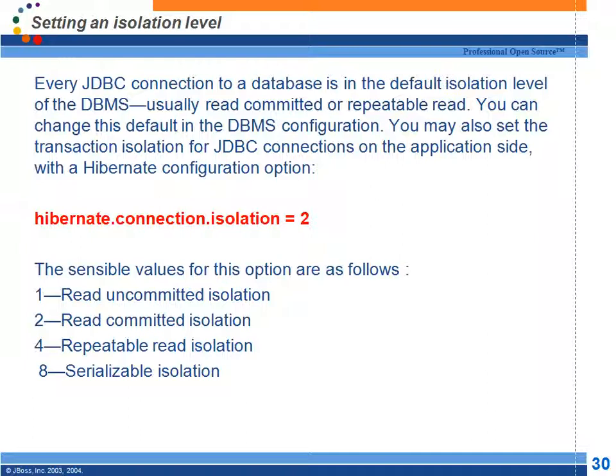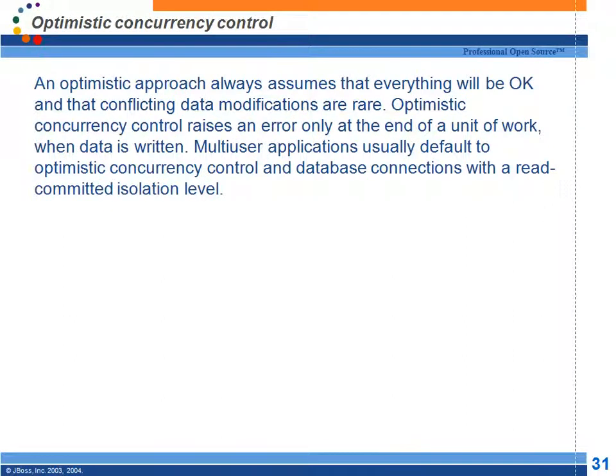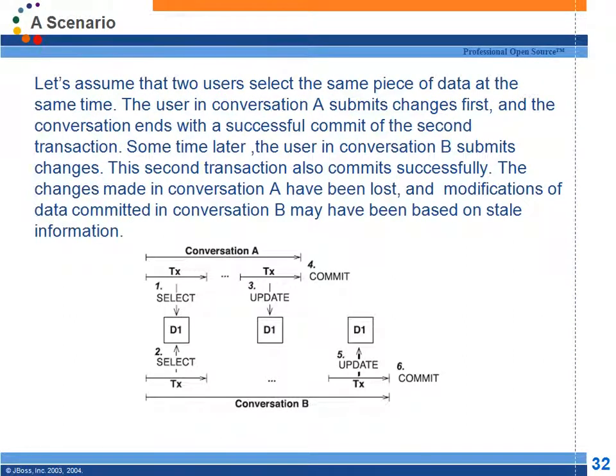We are not going to discuss these isolations. This is the value, this is how we configure isolations. Then again, coming back to concurrency control, I'll talk with an example.